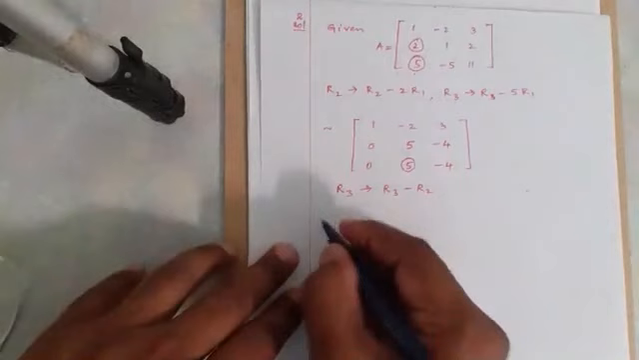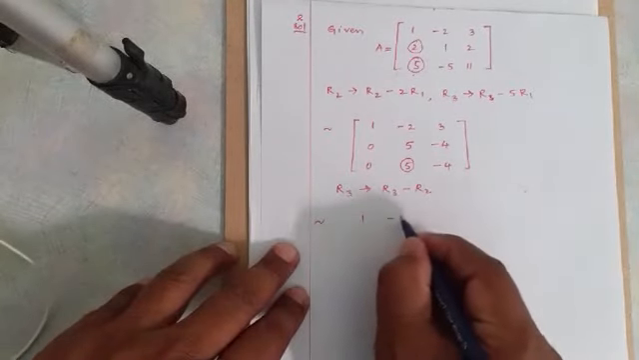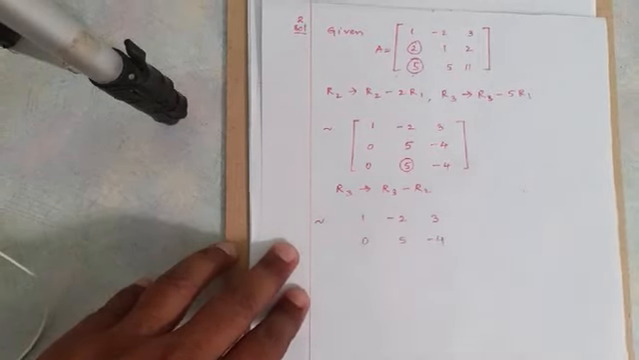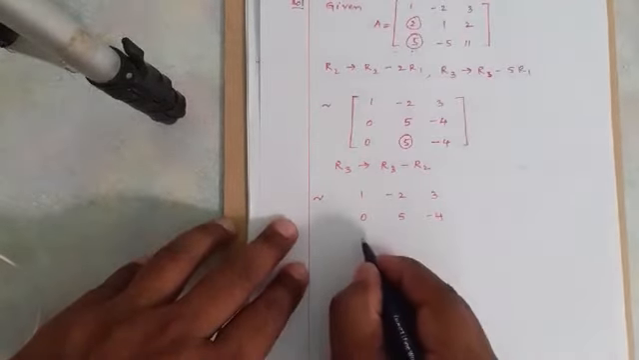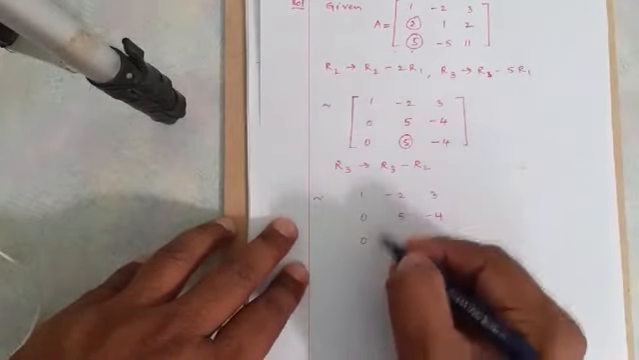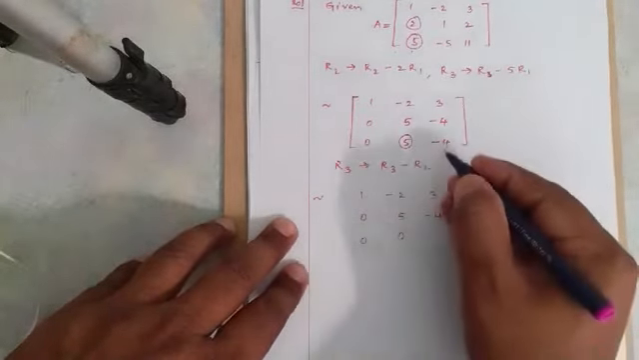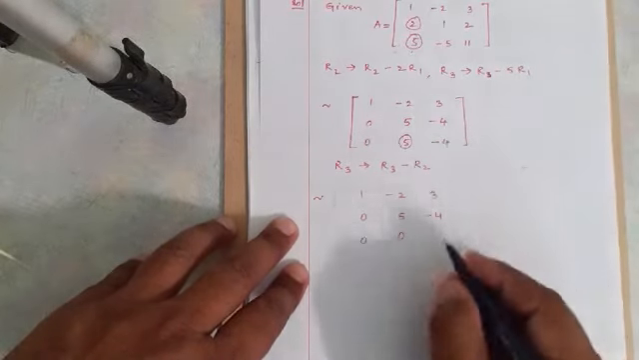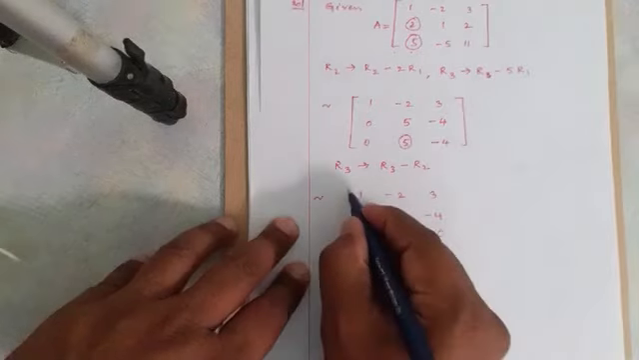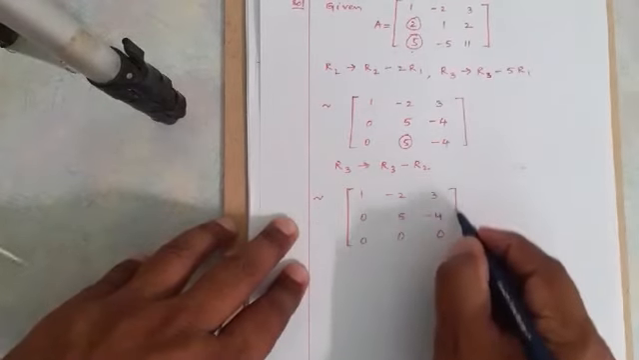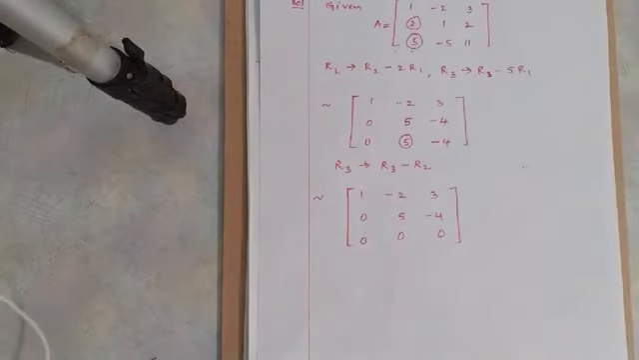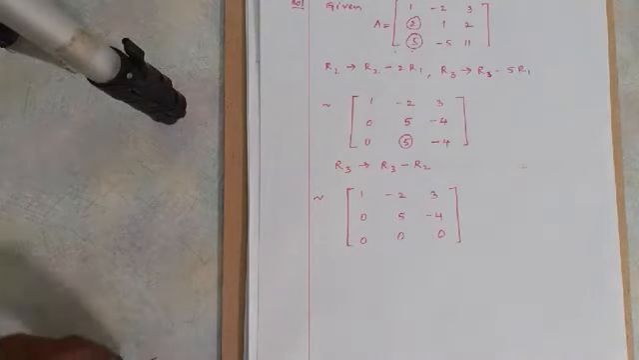So here we write, this is equivalent to 1, minus 2, 3, then 0, 5, minus 4, then 0, 5 minus 0 is 0, 5 minus 5 is 0, and minus 4, minus minus is plus, plus 4, minus 4 plus 4 is 0. So we got these elements when we applied the operation for row 3. After this you can see we got the matrix in the form of row echelon.